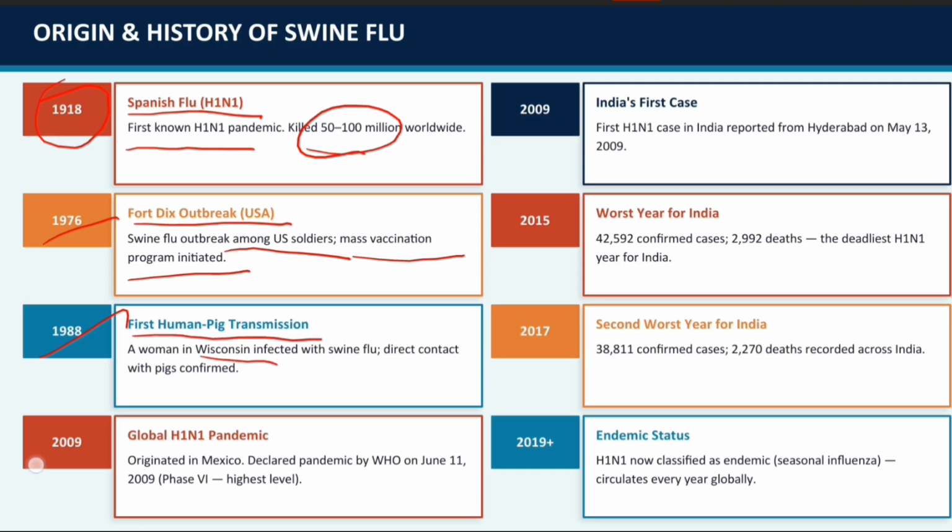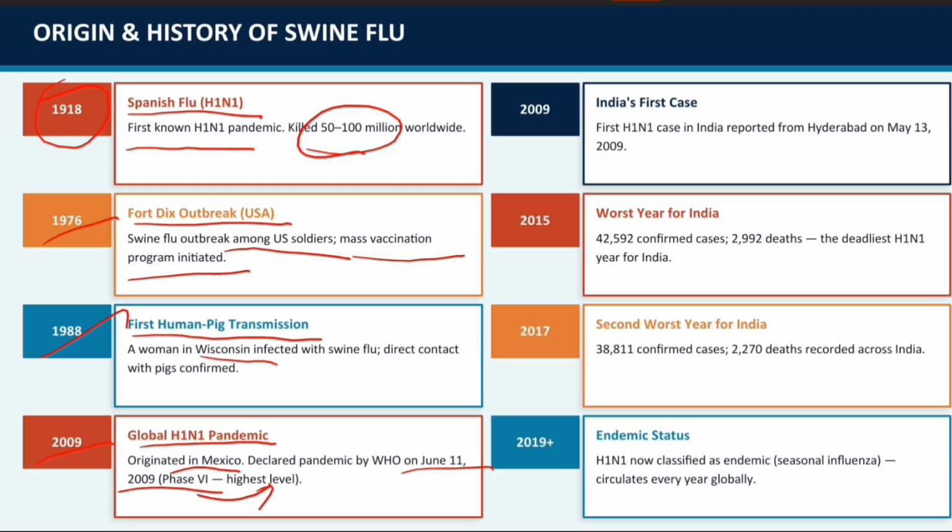Now the important year is 2009. Global H1N1 pandemic. This is when H1N1 became the global pandemic. It originated in Mexico and spread rapidly to almost 214 plus countries. And the WHO declared a pandemic on June 11, 2009, phase 6. It indicates the highest level of alert.